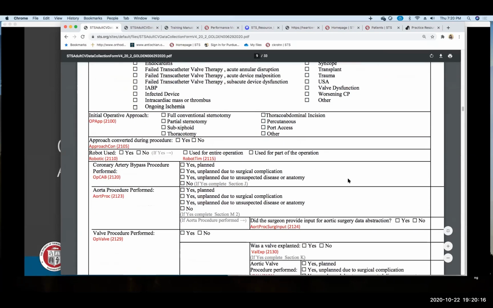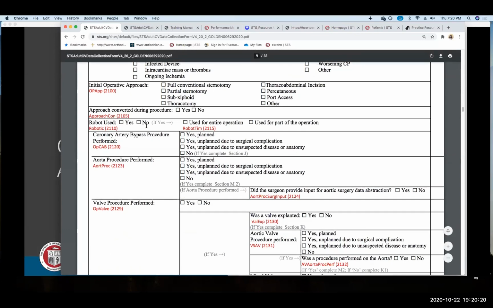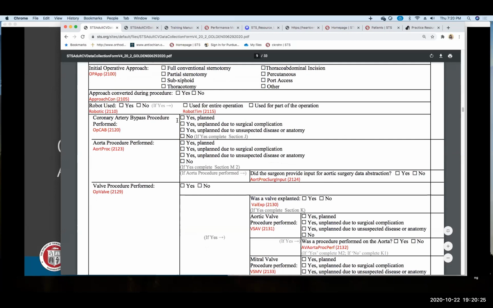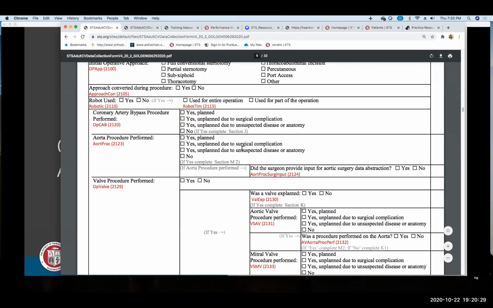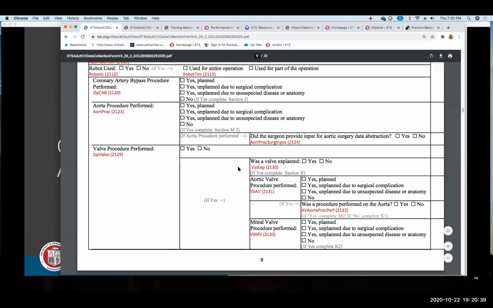We get then into the approach, and was a robot used, and if it was used, what part of the procedure was it used? And these questions here about the procedure types will open up following sections that get more granular into each of these types. So you'll see a section on coronary artery bypass, on the aorta, and then on the 4 valves.